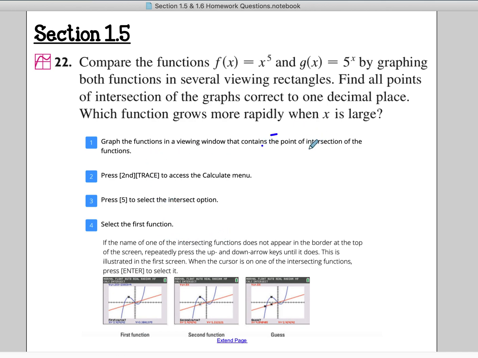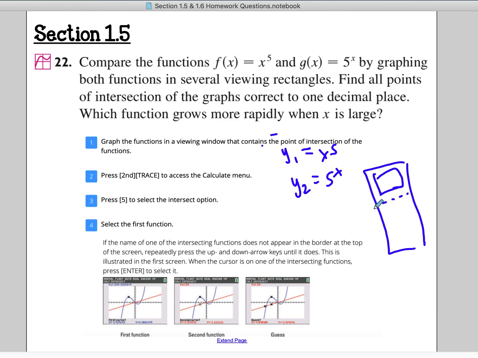So we're graphing, so I do y1 equals x to the fifth, and then I do y2 equals 5 to the x, and then I would go second, trace, which is above calculate. Calculate, if this is my calculator, here's our screen. It's in this first little row of buttons right there. Then you're going to hit 5 to select the intersection. Then it says select the first function. So it should be flashing, if you see here on the first one, so hit enter. Then it's going to hop to the second function, as you can see here. Then you're going to hit enter again because it's asking for the second curve.